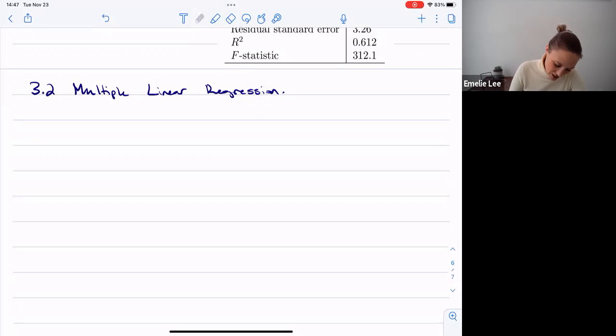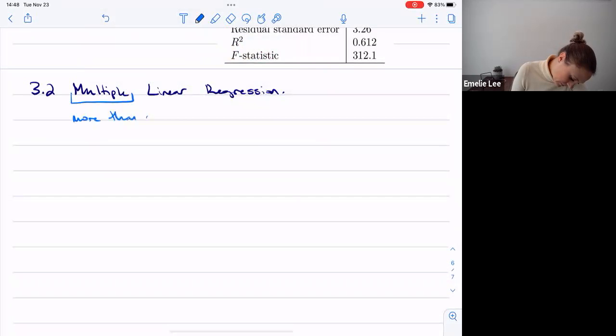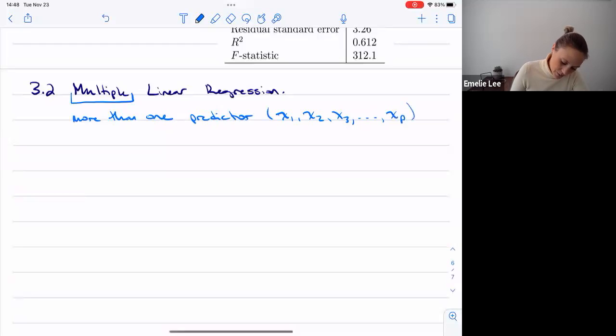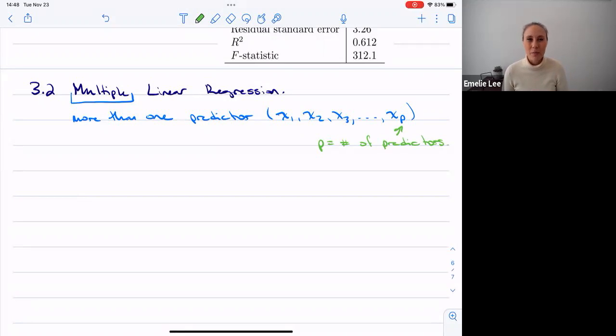So multiple linear regression means that we have more than one predictor. So now we're going to have some x1, x2, x3, all the way up to xp, where p, again, is the number of predictors. I only mention that because there are some restrictions on how many p's we can have, or at least what tools we can apply when p is large and that kind of thing.